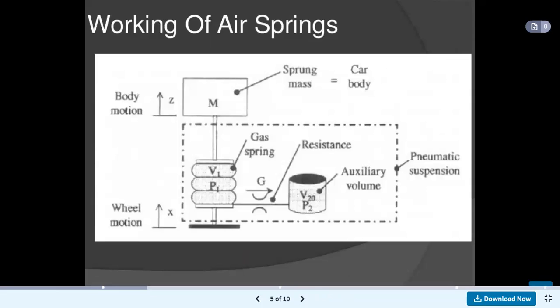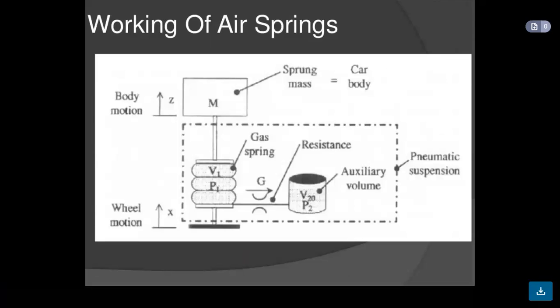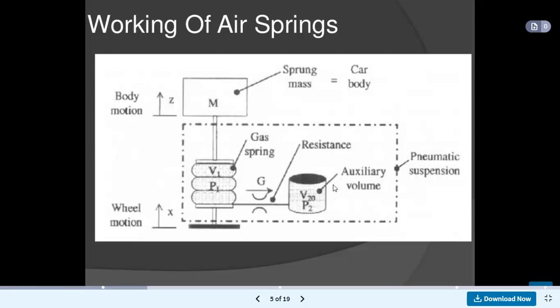If we see the working of the air spring, here this upper portion is the sprung mass, also called the car body mass, and this is the body motion. This car moves in upward and downward direction. When some bumps come, it moves in the upward or downward direction, and this mass is called the sprung mass. This mass is located on this air spring, which is also called a gas spring.